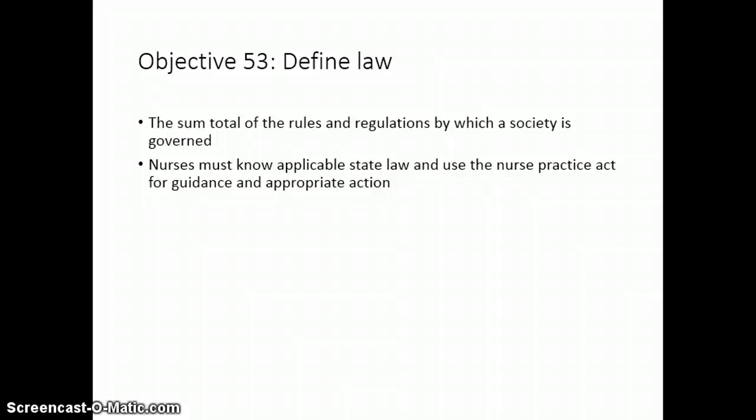Objective 53 says define law. Law is the sum total of the rules and regulations by which a society is governed. Nurses must know applicable state law and use the Nurse State Practice Act for guidance and appropriate action. As a nurse practicing in the state, you must know and have read your Nurse State Practice Act, which is the minimum competencies and what you can do as a registered nurse in this state.